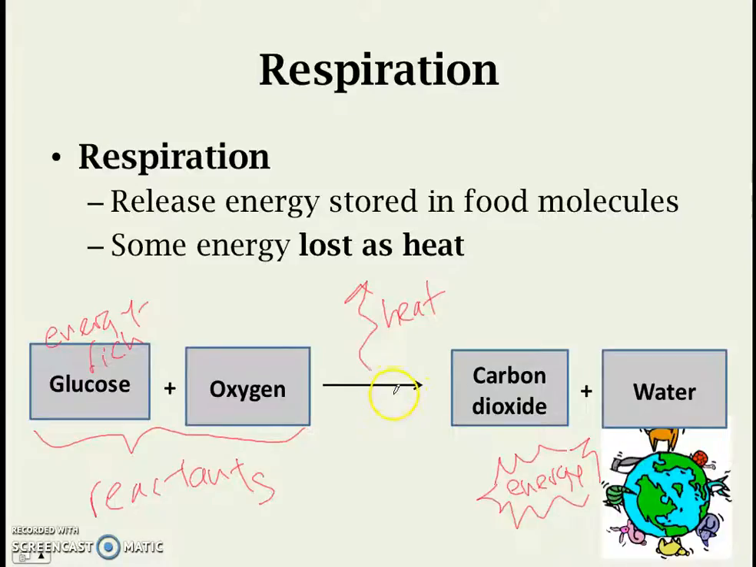So that's all for our lesson. I just really need you guys to go back and revise, right? What is the word equation for photosynthesis, the word equation for respiration? You need to know those really well by heart.